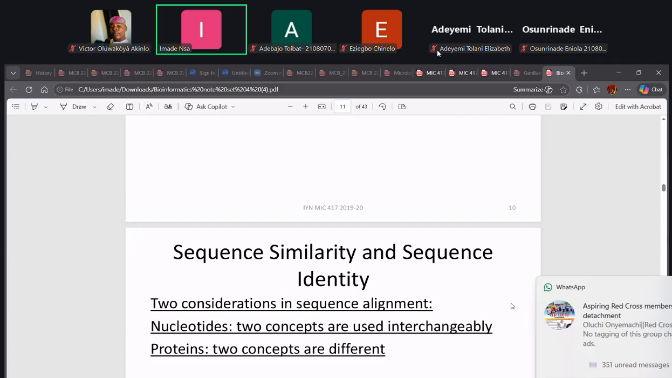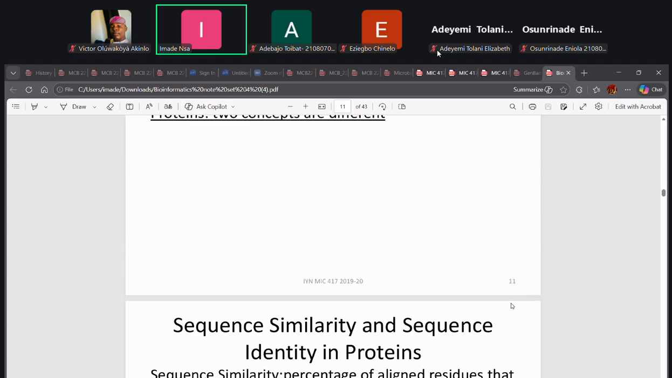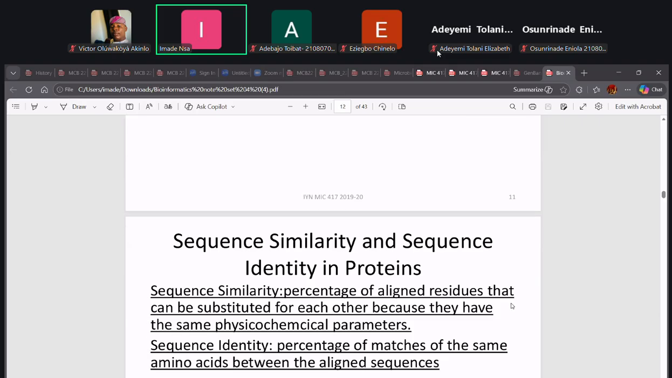And so remember how I talk about nucleotides? If you're talking about nucleotides, there's a way to look at it. If you're talking about proteins, there's also a different way to look at it. In sequence similarity, when we think about proteins, we're thinking about the aligned residues. Those aligned residues are what? Amino acids that could be substituted for each other because they have the same physicochemical parameters. Aspartic acid, glutamic acid, they have similar physicochemical parameters. So you could think that way.